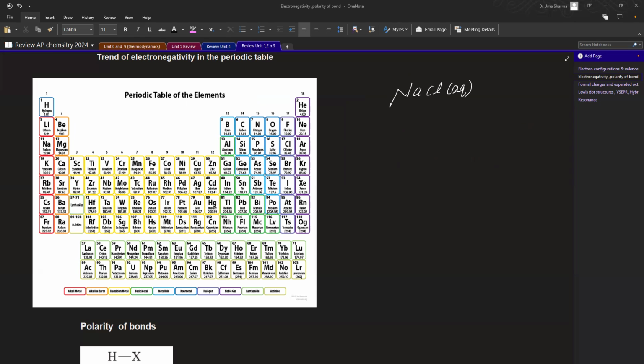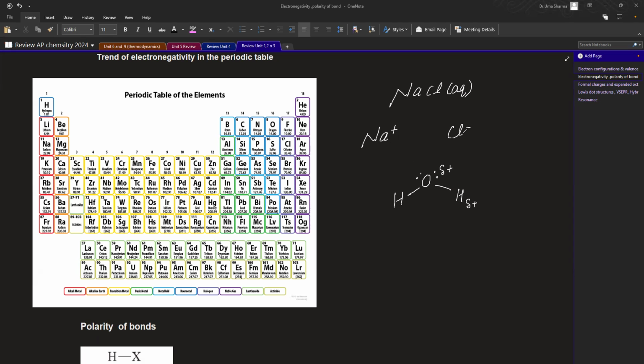NaCl aqueous. Let's try to understand NaCl aqueous. So there is Na plus, Cl minus, and they are dissolved in water. Water is polar or non-polar? What do you think? It is polar in nature. There is a delta minus on the oxygen, and there is a delta plus here.